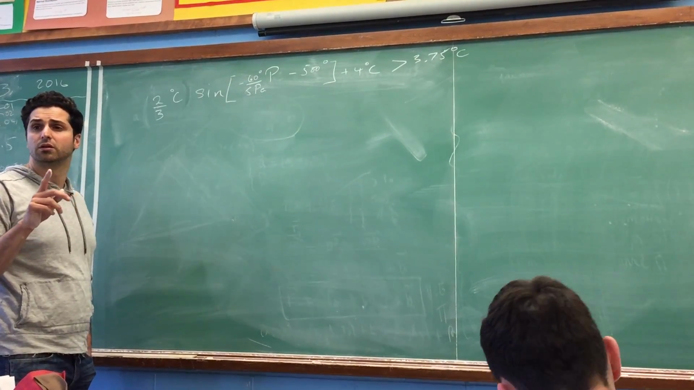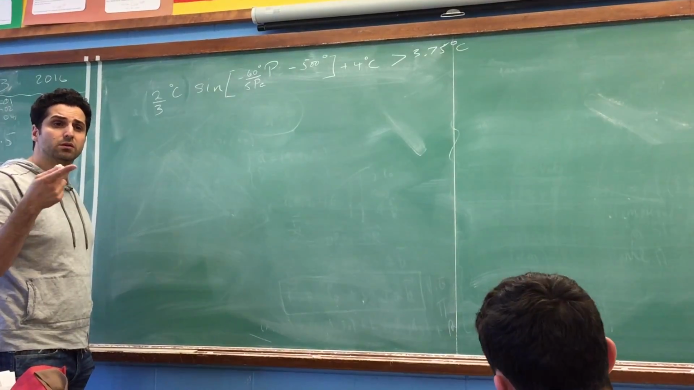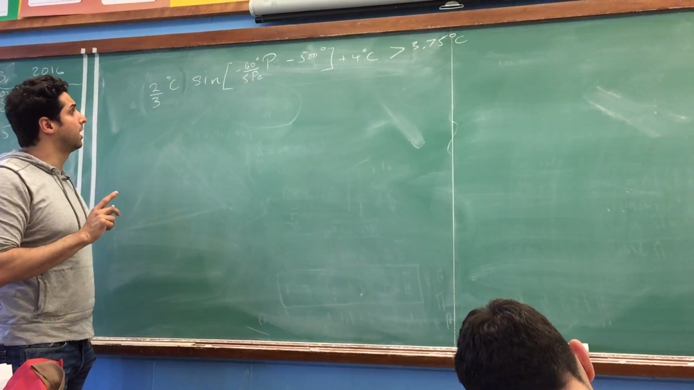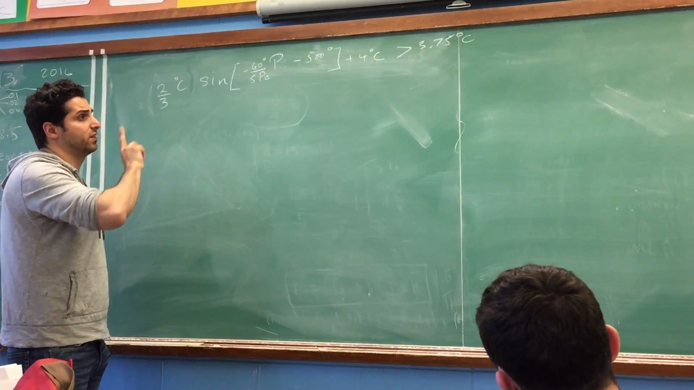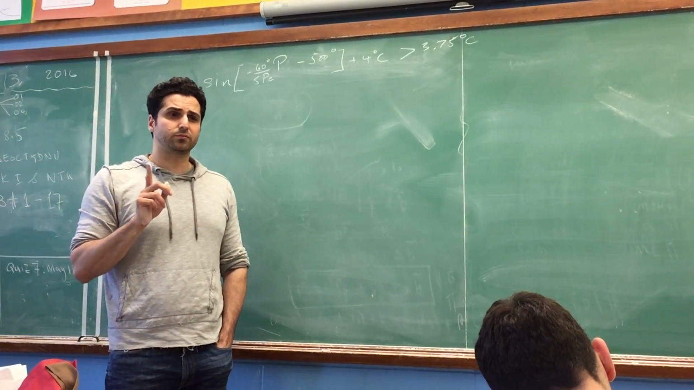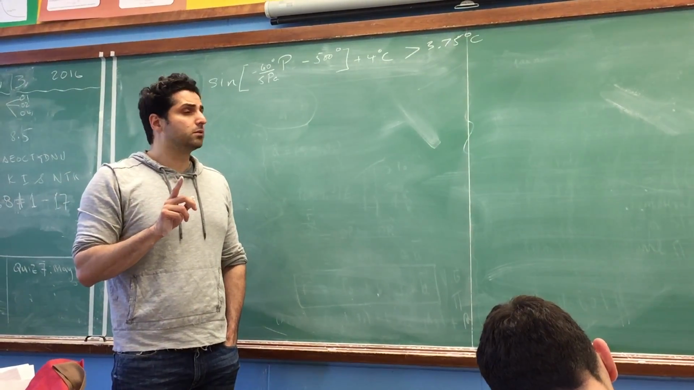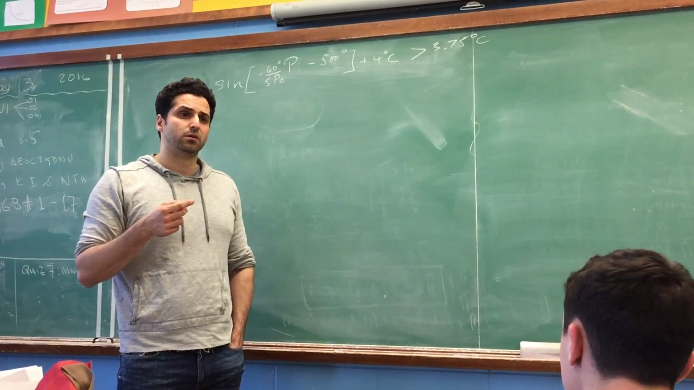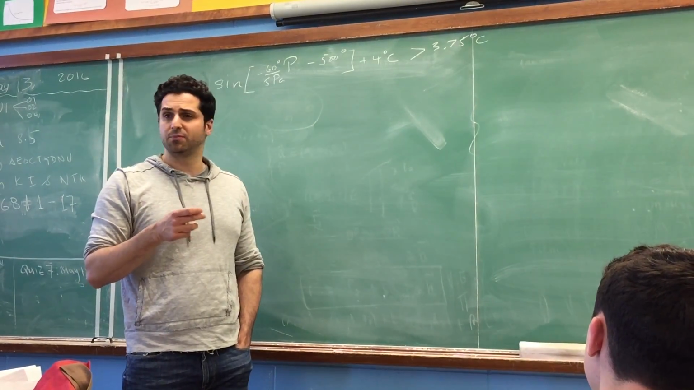Close the door. Bring it forward to the other side. When you bring forward to the other side, what do you have on the other side? 0.75 minus 4. Which is what? Minus 0.25, which is the same thing as minus a quarter.